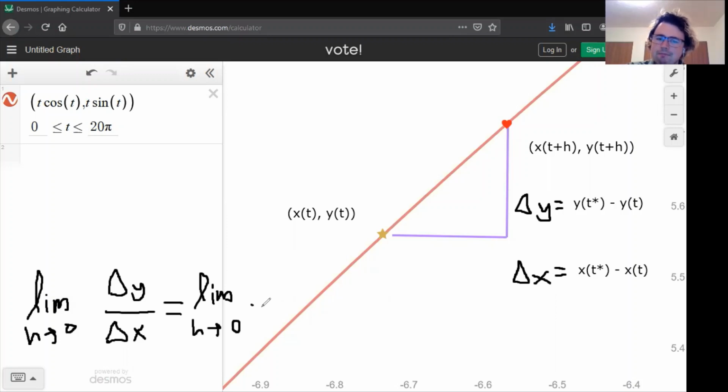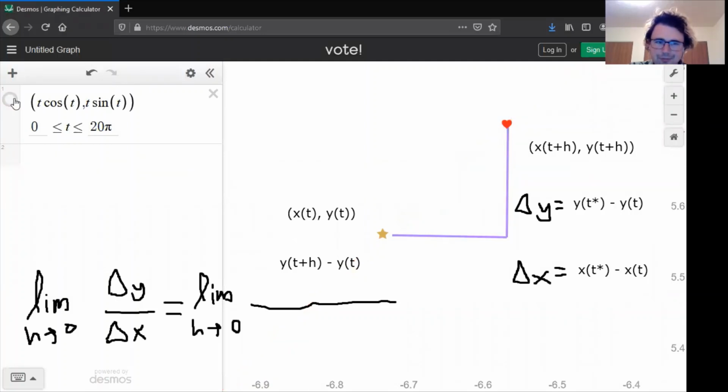Well, I've got a fraction. I've got a quotient, if you want to be fancy about it. The numerator says change in y. So let me call this y of t plus h minus y of t. That's my numerator. I'll turn off the graph for right now. I'm really more using this as a whiteboard. The denominator is going to be the difference in those x coordinates, x of t plus h minus x of t.